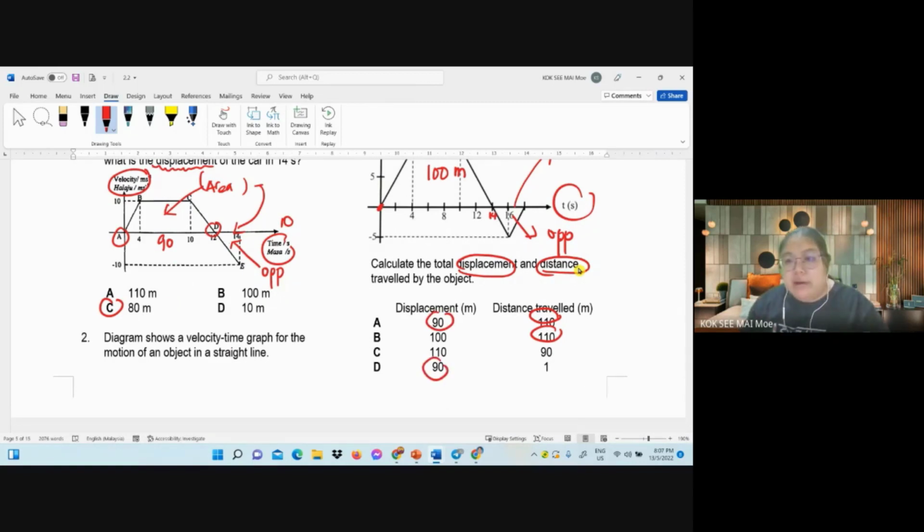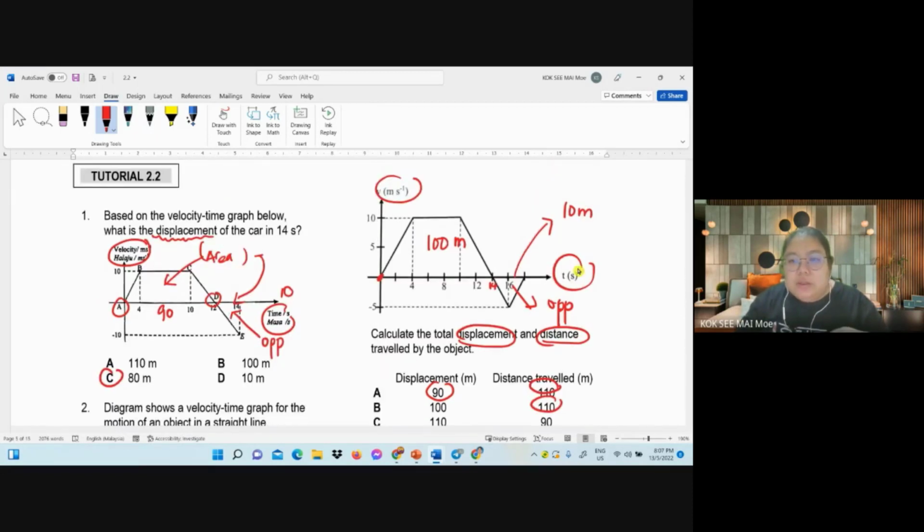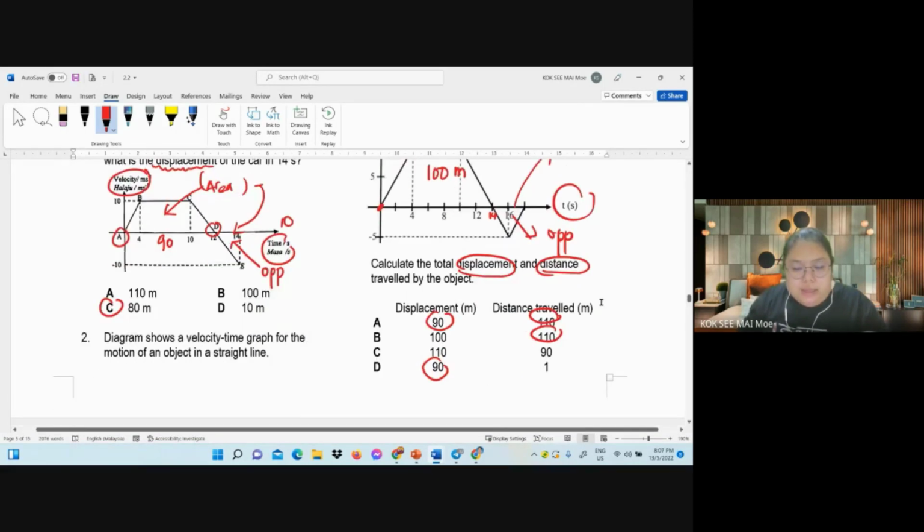Sorry, one more thing, I forgot. This one is a displacement graph, is it? This one is slowing down. Sorry, it's the other way around. So the distance is 190, and the answer should be A.